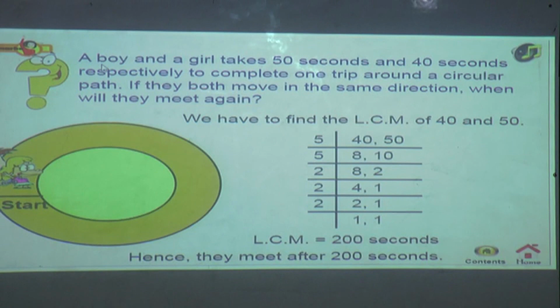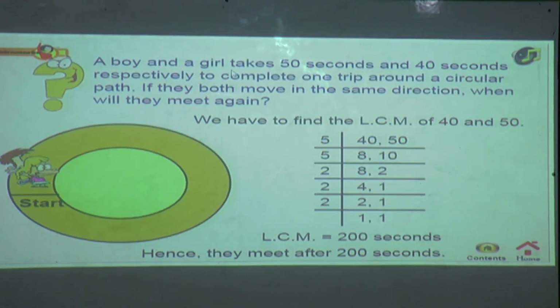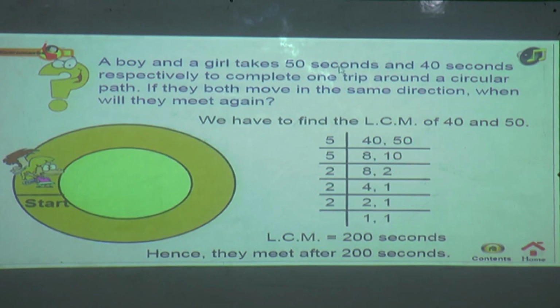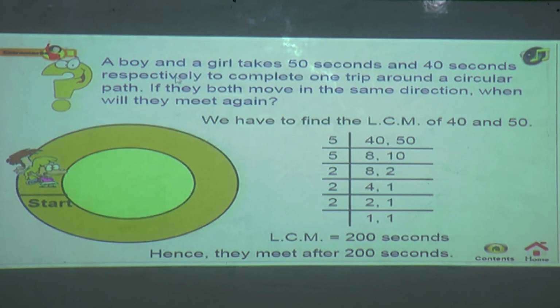See here, it's a word problem. A boy and a girl take 50 seconds and 40 seconds respectively. Means a boy is taking 50 seconds and a girl is taking 40 seconds to complete one trip around a circular path. If they both move in the same direction, when will they meet again?